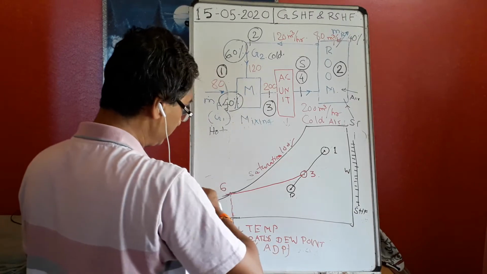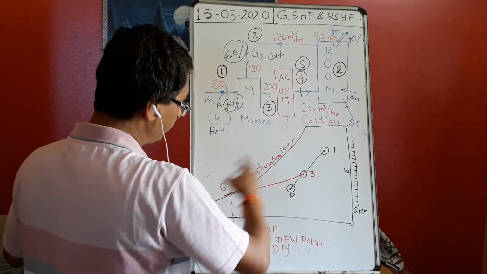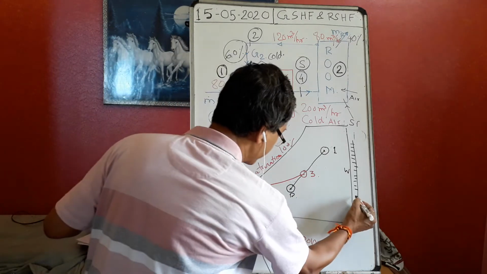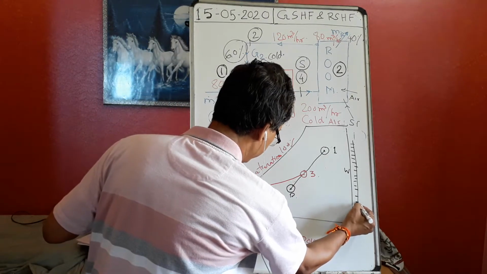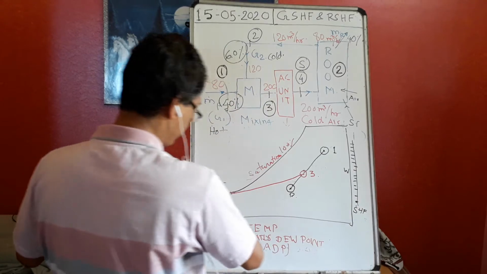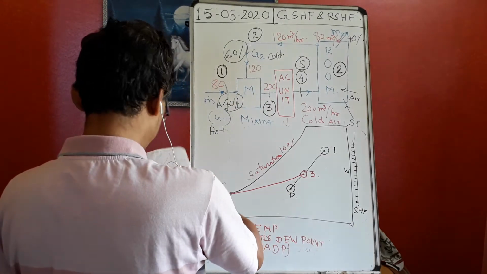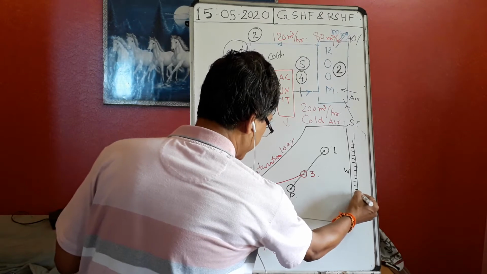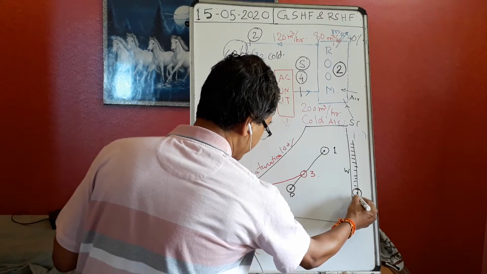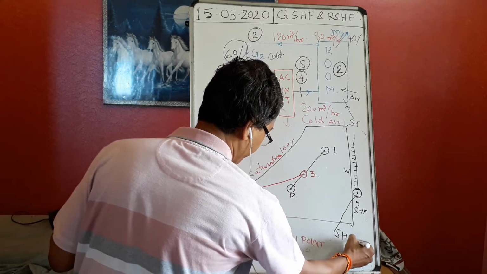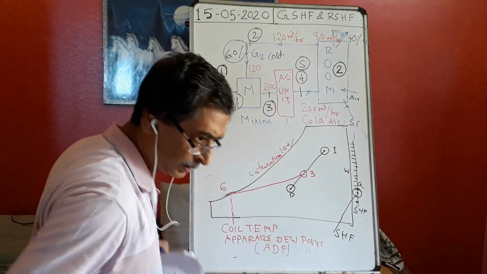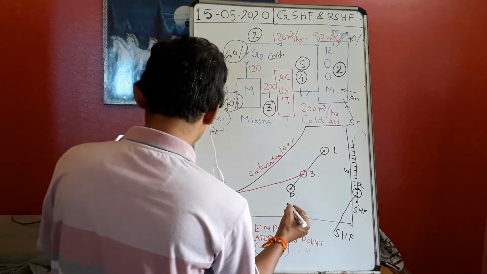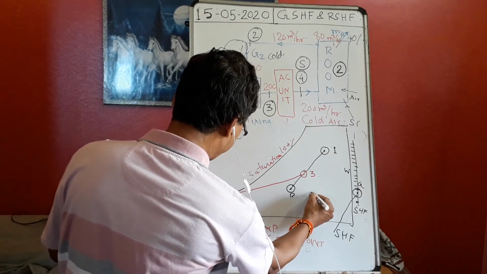now I know the sensible heat factor, what we have learned earlier. Suppose the sensible heat factor is here. This is my sensible heat factor, SHF. This point, A point. A point is here. And what is my B point? This is my B point.